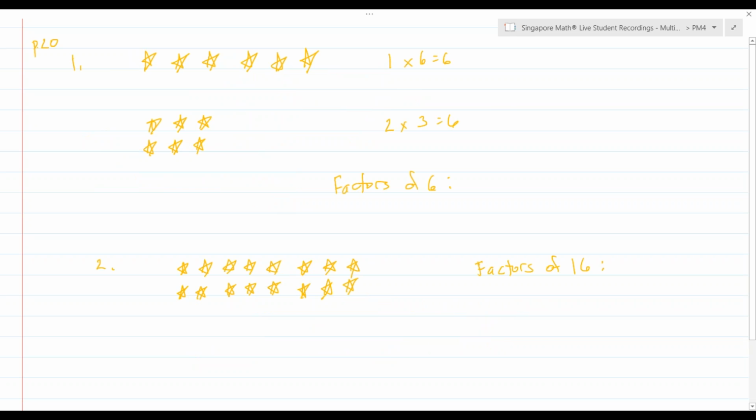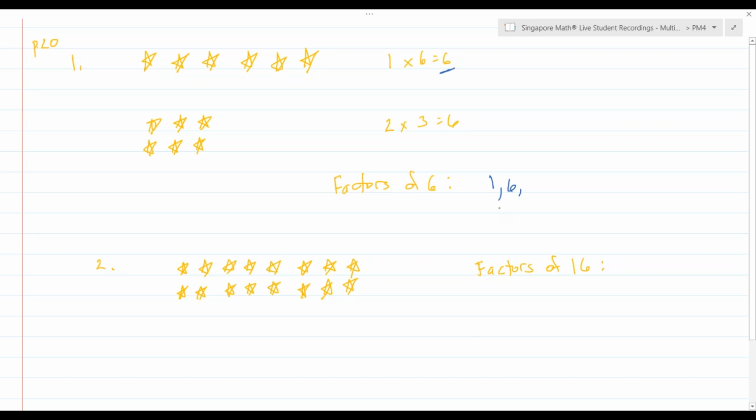Look on page 20. We have some idea about how to find the product of, or the factors of numbers. Look at the picture. They have seashells. They have one row of 6 seashells, which shows us that 1 times 6 is equal to 6. So 6 is the product, and the factors of 6 would include 1 and 6.